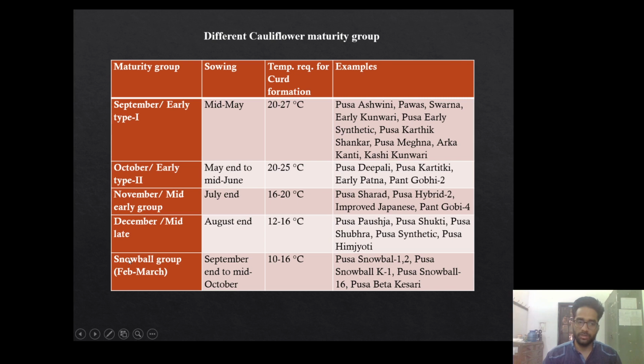So you have to remember their curd formation temperature and the example varieties. In the exam, they may ask. Okay.